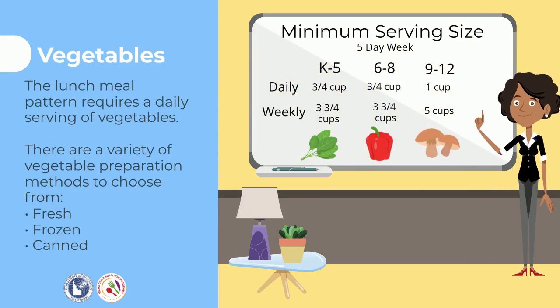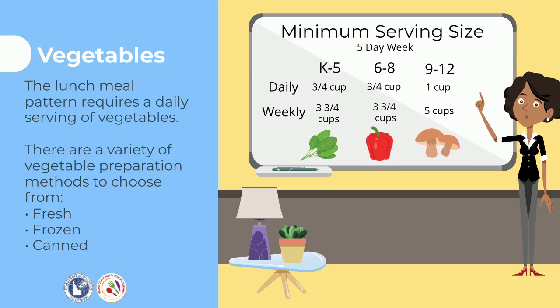The second component is vegetables. The lunch meal pattern requires a daily serving of vegetables. These vegetables can be fresh, frozen, or canned. For a 5-day week, the minimum daily serving for grades K through 5 and 6 through 8 is 3/4 of a cup. For grades 9 through 12, this increases to 1 cup daily.